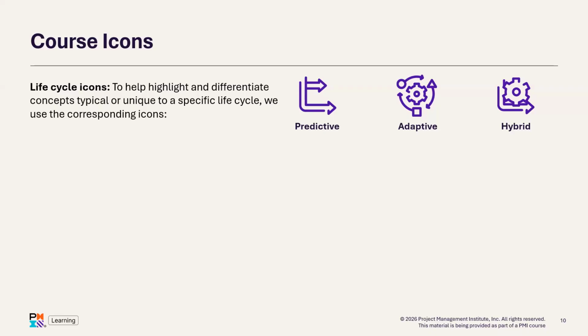Now, these are the icons that represent these approaches. So we may be talking about a concept. That concept may be predictive. So you will see this icon. So once you see this icon next to any concept or any particular slide, then it means that what we are discussing is a predictive approach.